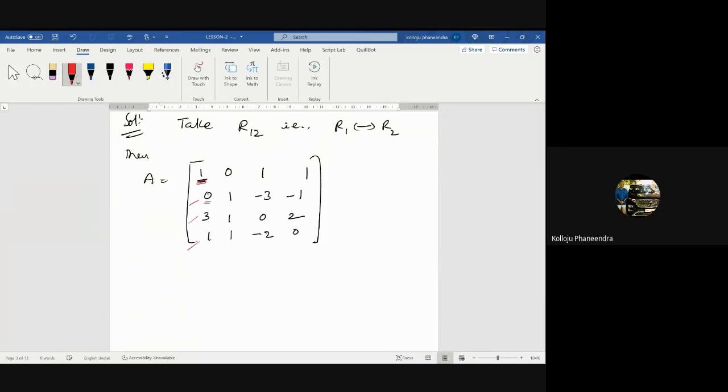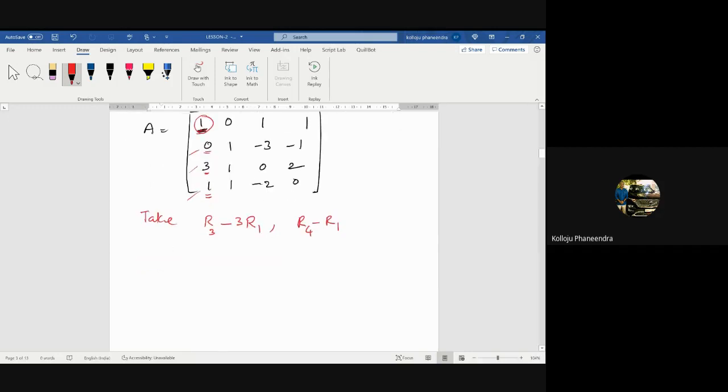Already this is 0, therefore no need to operate on this. So what is the next? I have to convert this position to 0. For the third row element, first multiply this by 3 and subtract from this: R3 minus 3 R1, and convert this to 0. Both are 1s, therefore R4 minus R1. If I consider this, then matrix A reduces to what?